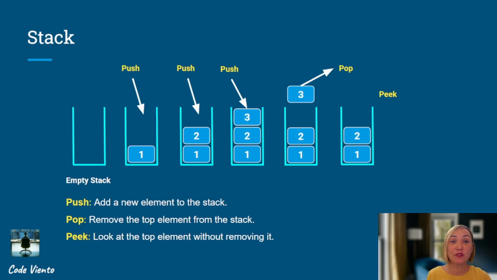Think of a browser history. Every time you open a new page, it's added to the top of the history stack. If you press the back button, you go to the last page you visited. Another example is the undo function in a text editor. When you undo an action, the most recent change is reversed first.